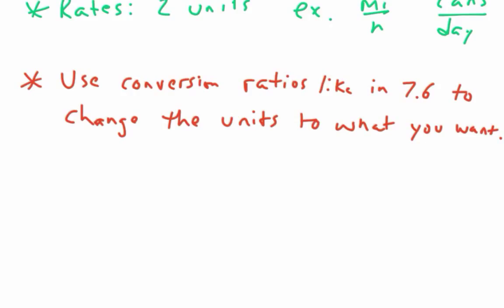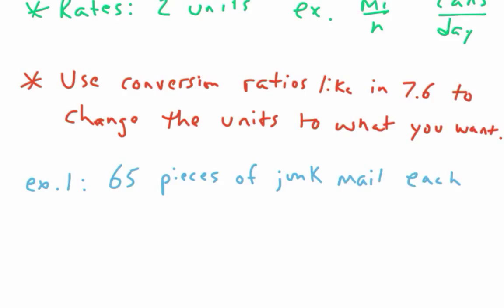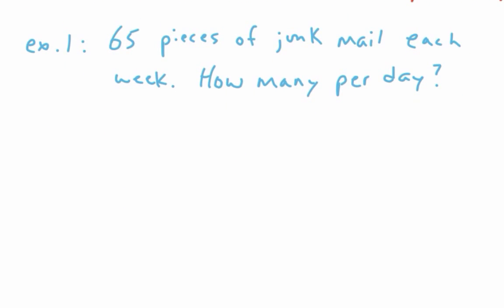So if I were to pick an example, so we'll say example 1. I'm going to say you get 65 pieces of junk mail each week. So 65 pieces of junk mail. Thank you, Comcast. Each week. So then how many per day? What is junk mail considered? Stuff you don't want. So for me, it's like stuff from Comcast, stuff from AT&T, things like that.